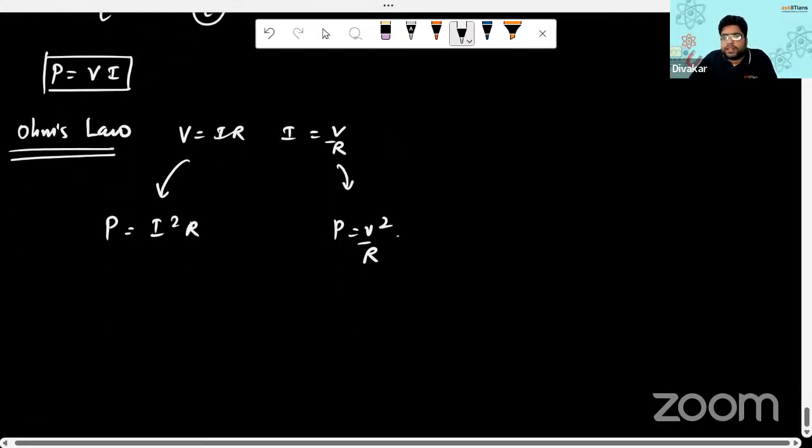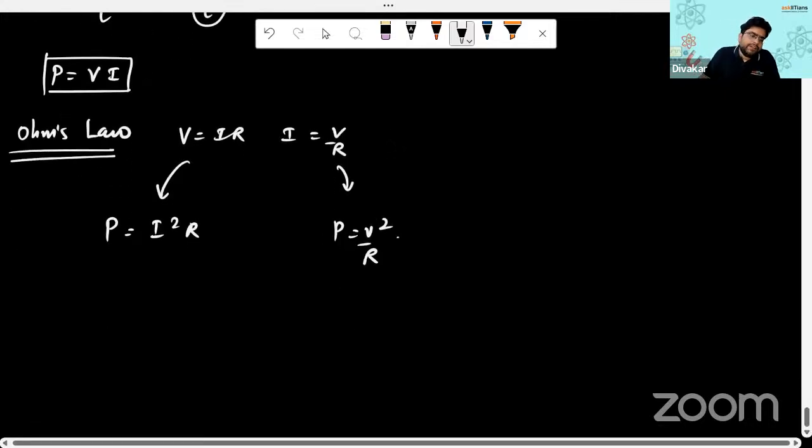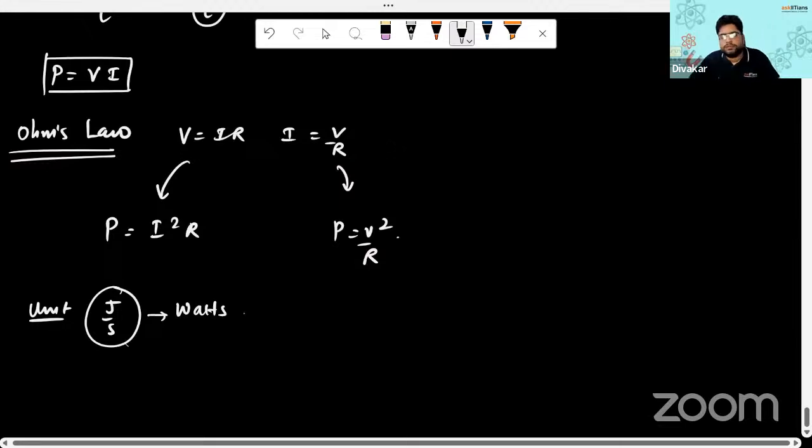Now the unit. Power we defined as work done by time, so it would have been joule per second. But again, like any other unit which we studied today, this also has another name. It's called watts. The unit is watt actually, but for plural, watts.